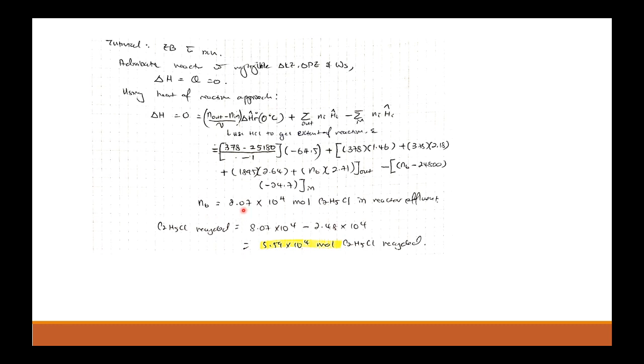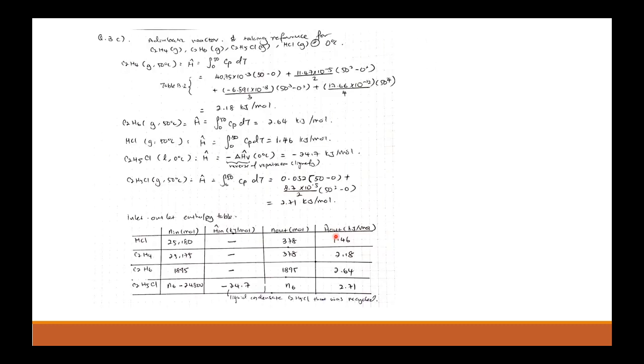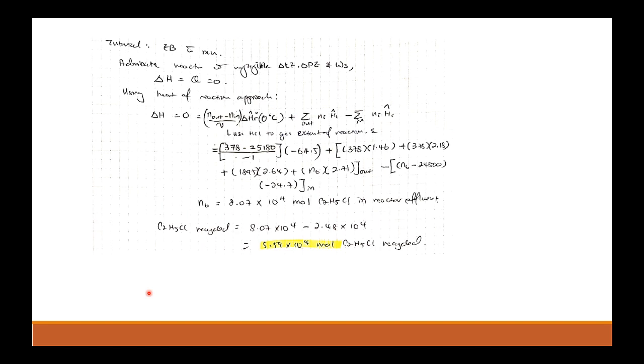Okay, so N6 is 8.07 times 10 to the power 4 moles of C2H5Cl in the reactor effluent. So C2H5Cl that is recycled is this minus this value, which is your product, your D stream. Okay, your D stream here. This is your recycled one. Okay, and then we get 5.59 times 10 to the power 4 moles of ethyl chloride that is recycled back into the reactor.